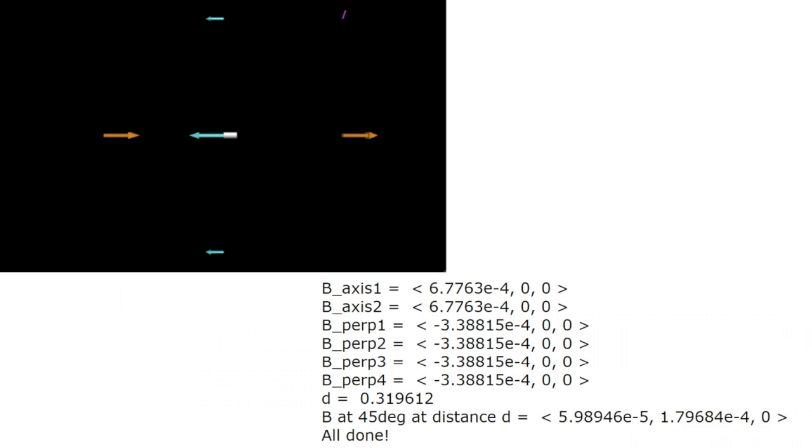This image is the result of my GlowScript code once it is run. As we can see, the purple arrow is the final 45-degree field. And then we also get the different axes and the different magnetic fields at the perpendicular, and the final B, which is again represented by the purple arrow.